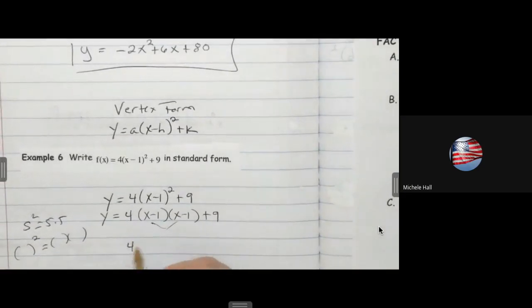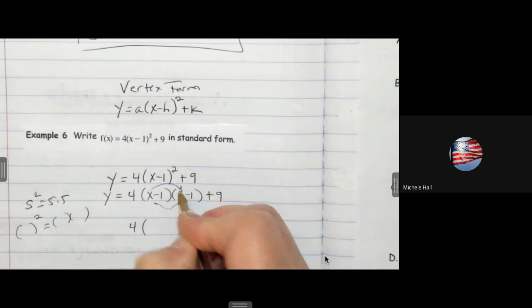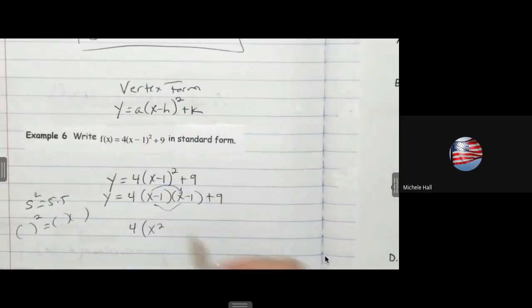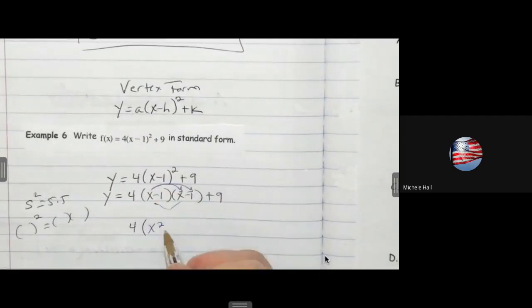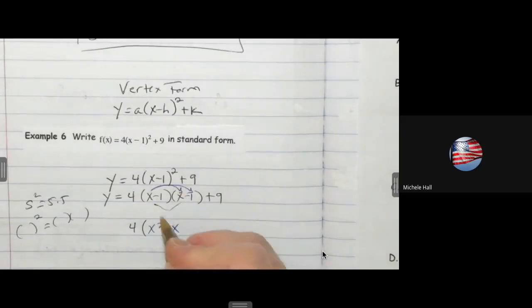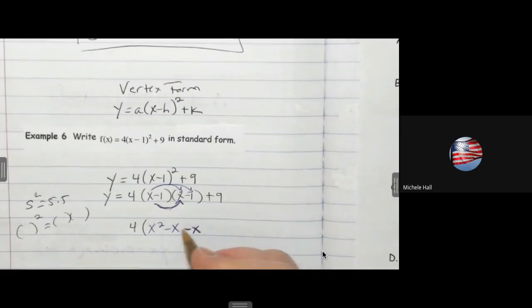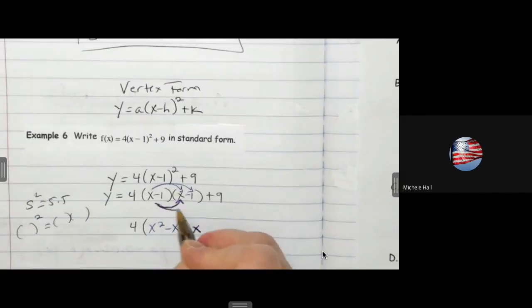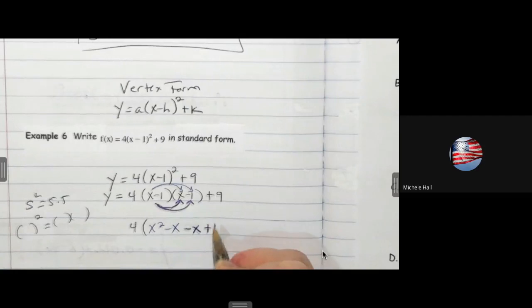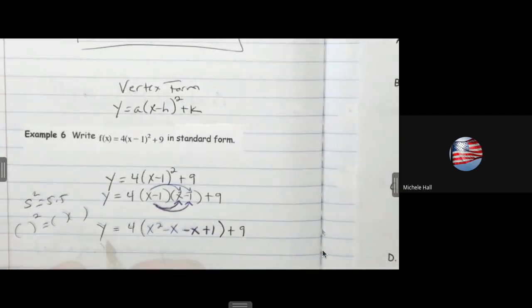So that's 4 times, and we're using the FOIL method, x times x first. X times x is x squared. And then x times -1 is -x. And then I move to the -1 to multiply. I usually go from under, so I don't have all these arrows on top. -1 times x is -x. And then -1 times -1 is positive 1. And I'm writing down everything that I have here so I don't leave anything behind.